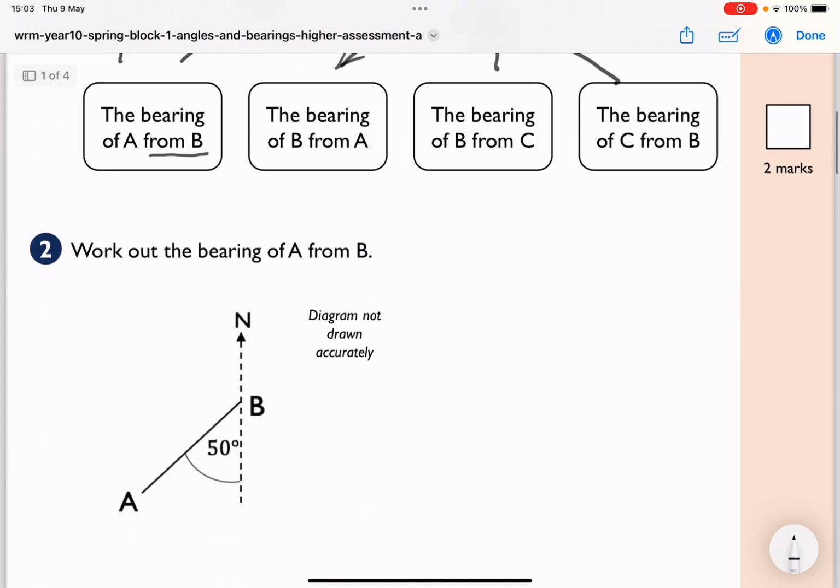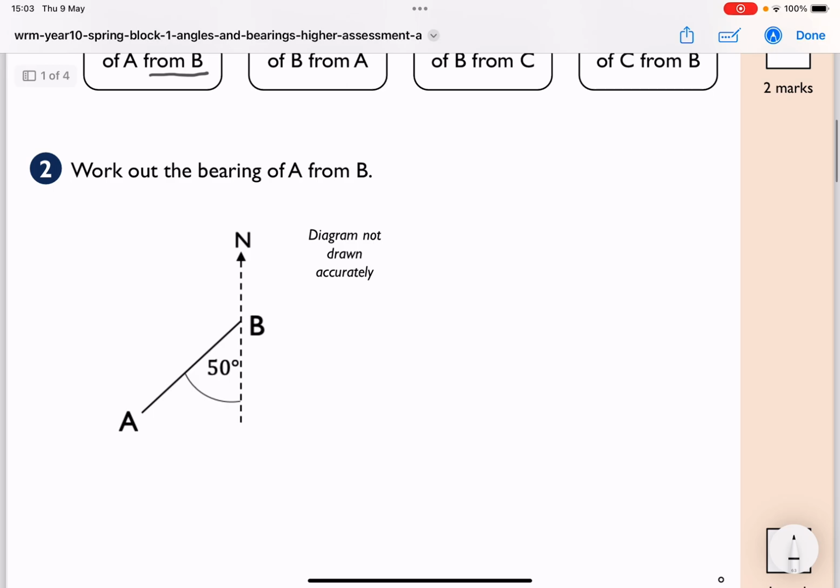Okay. Work out the bearing of A from B. The other thing to remember about bearings is that we start at north, we go clockwise, and we also have, remember, if it's less than 100, we have to make it 3 digits. So if I start at north, going from B, I'm going this way, and I've got to find that angle all the way around there.